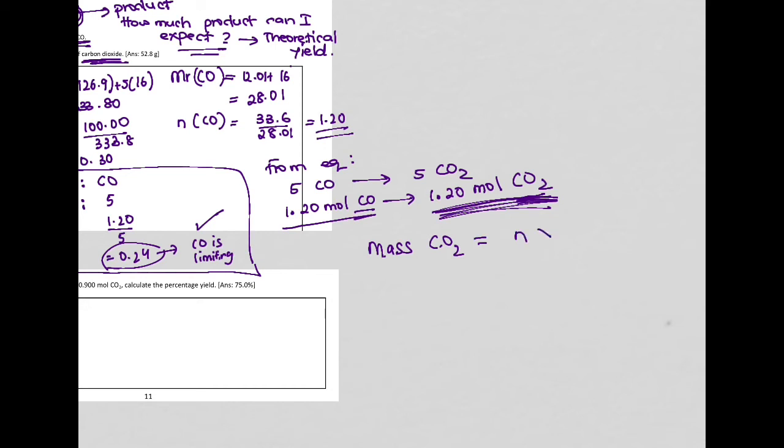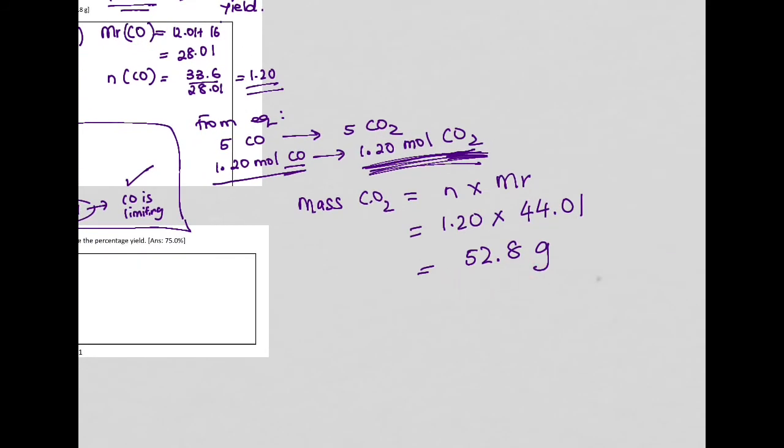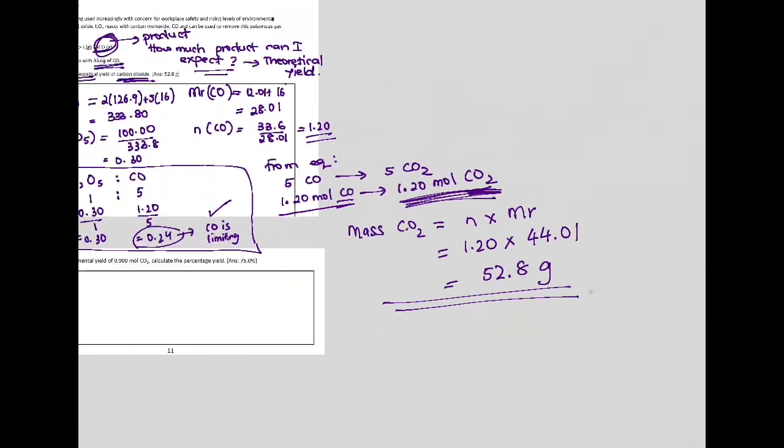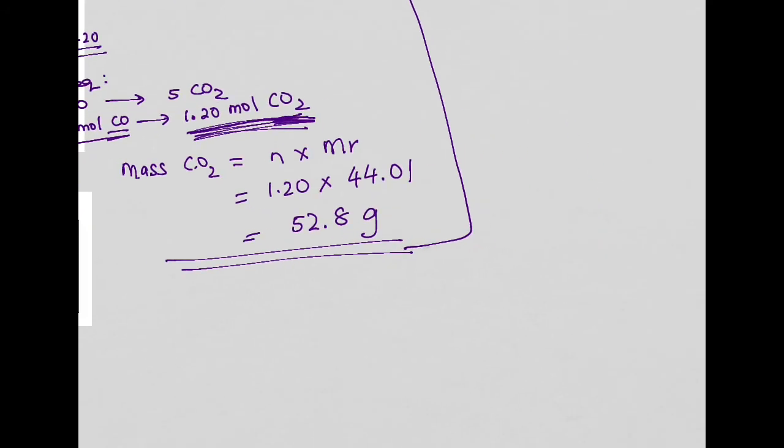Now from the number of moles of carbon dioxide, I can get the mass of carbon dioxide. Mass is number of moles times Mr. So 1.20 times 44.01, that's 52.8 grams. The masses here were given to 1 dp, so I'm giving my answer to 1 dp as well. This is the mass of carbon dioxide that I'm expecting to get. All these are stoichiometric calculations for me to find the theoretical yield, how much I'm expecting to get.